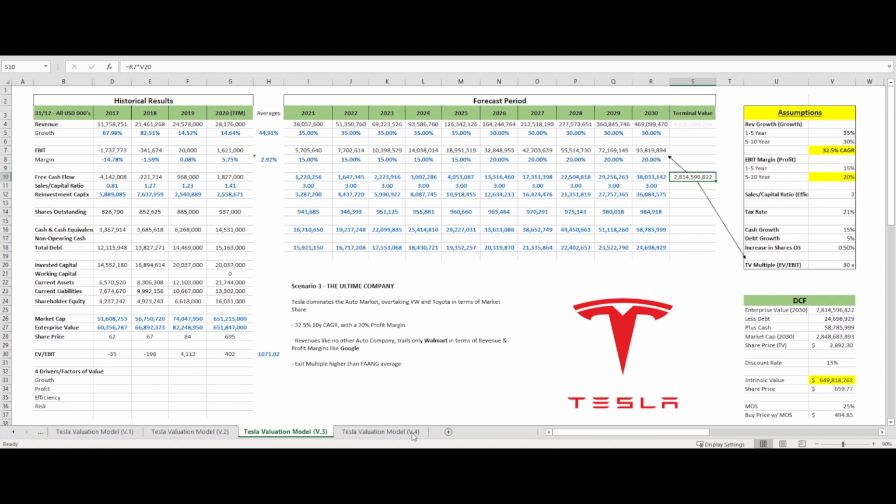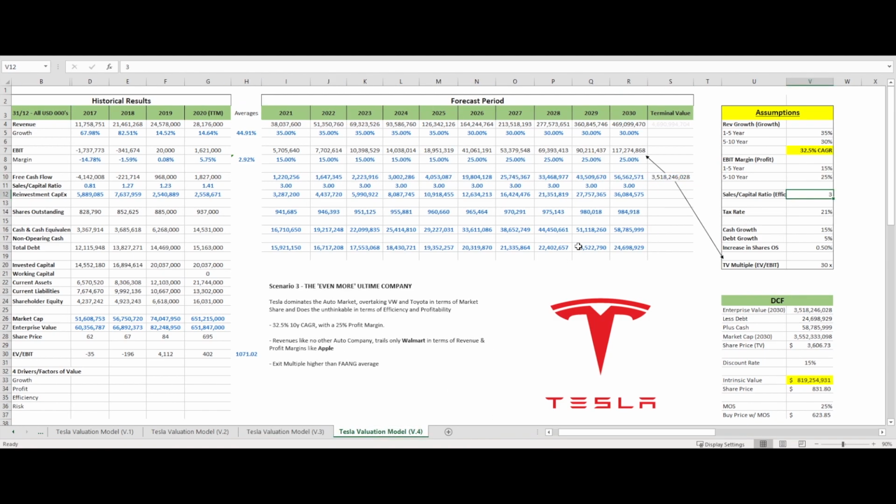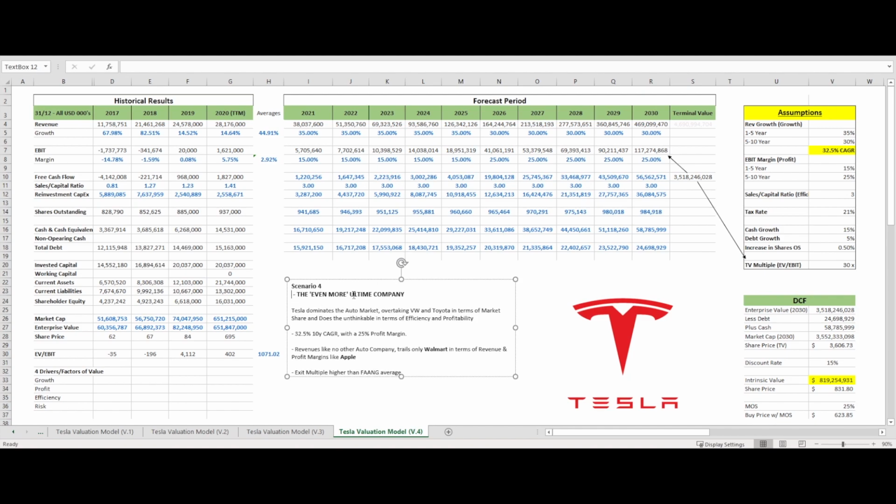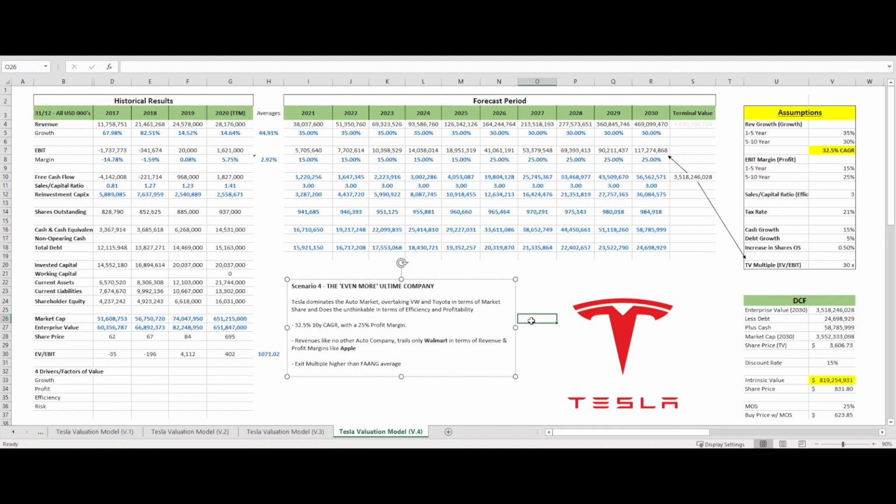Now, if you're not comfortable with that and you're even more bullish on Tesla, I have done an extended or fourth scenario. Sorry, I should change that to 4. The even more ultimate company, taking the best of every world that we can. So Tesla dominates the auto market, again overtaking VW and Toyota in terms of market share, and does the unthinkable in terms of efficiency and profitability. This is a 32.5% compound annual growth rate, but with a 25% profit margin.